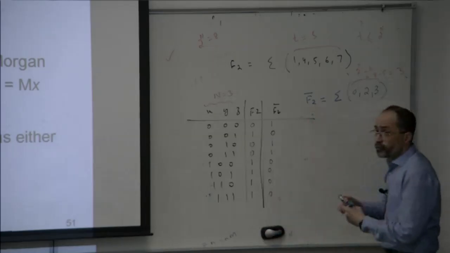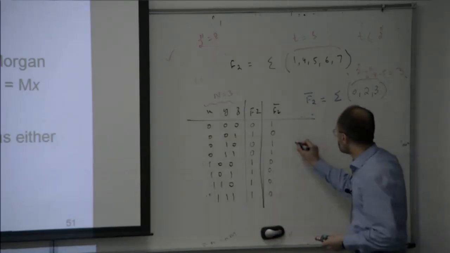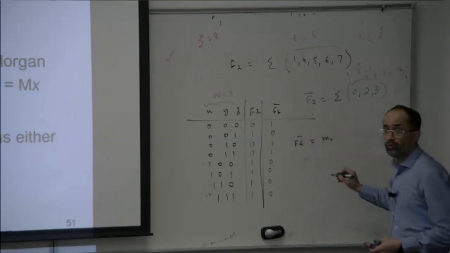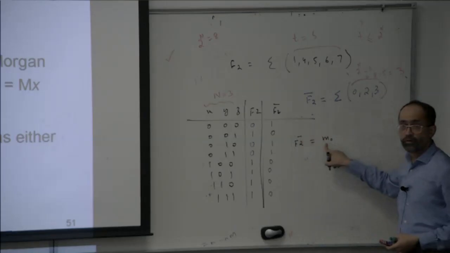Okay. Now we have F2 bar. So F2 bar is what? m0. Why m0?